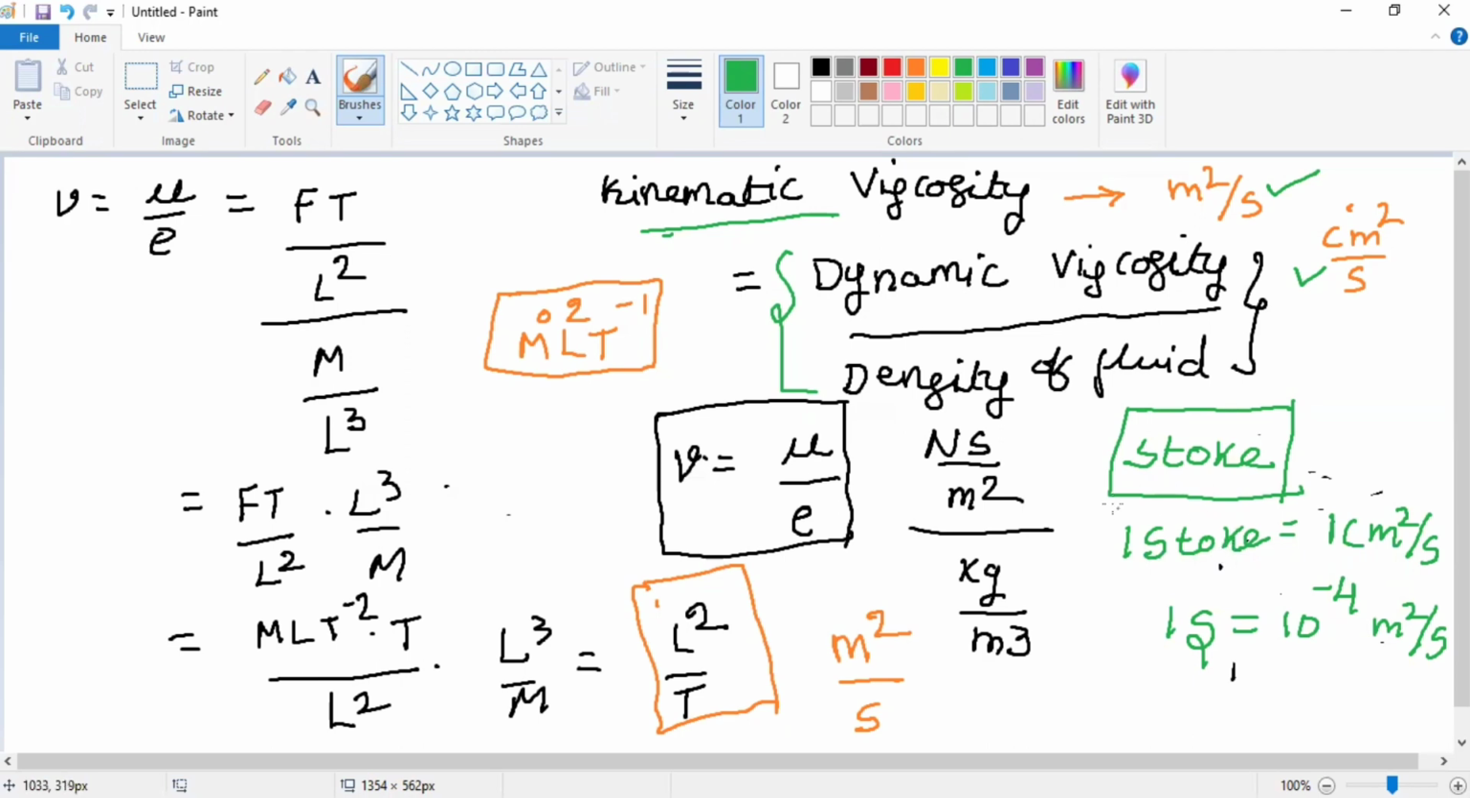These are the important objective questions. Kinematic viscosity is the ratio of dynamic viscosity and density of the fluid. Its formula is nu equal to mu by rho. Its dimensional formula is M power 0 L square T power minus 1. Its unit is meter square per second or centimeter square per second. So 1 centimeter square per second equal to 1 Stoke. Stoke is also the unit of kinematic viscosity. So this is the complete data about kinematic viscosity.